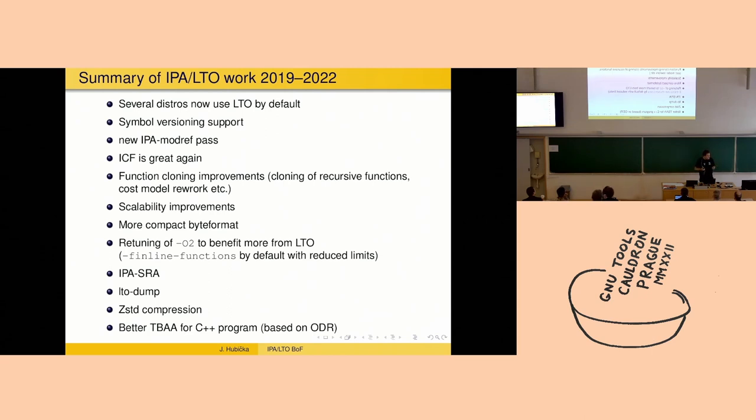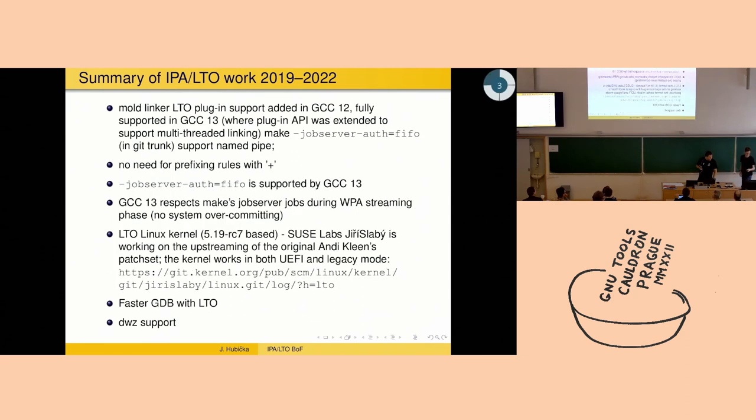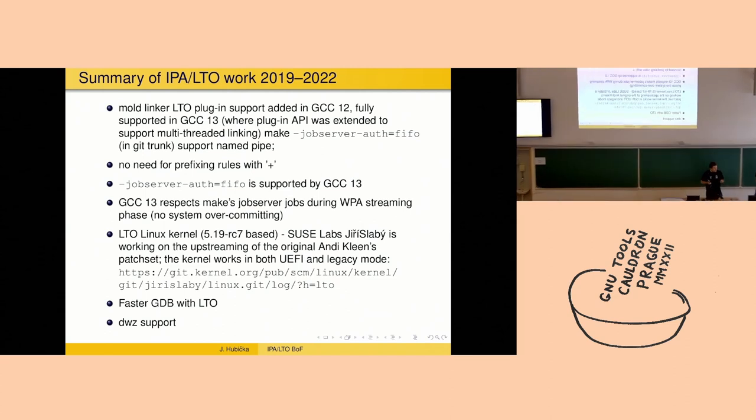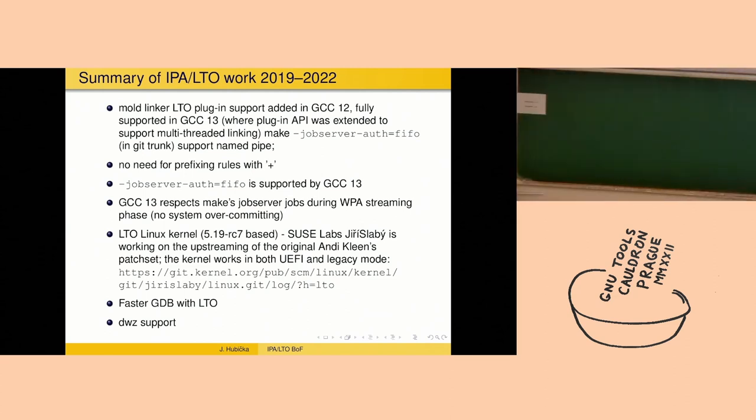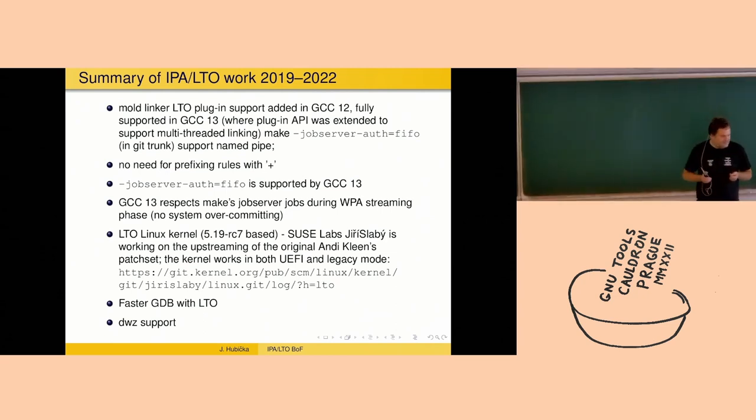There is a dumping tool, which was one of the Google Summer of Code projects. It was done by Martin Liška. And there is ZSTD compression, which is faster, and there is a better type-based alias analysis for C++, which makes quite a difference on C++ disambiguation. Martin Liška worked with the author of the mold linker to get mold working with GCC, which is good. So we now have three linkers which are working.